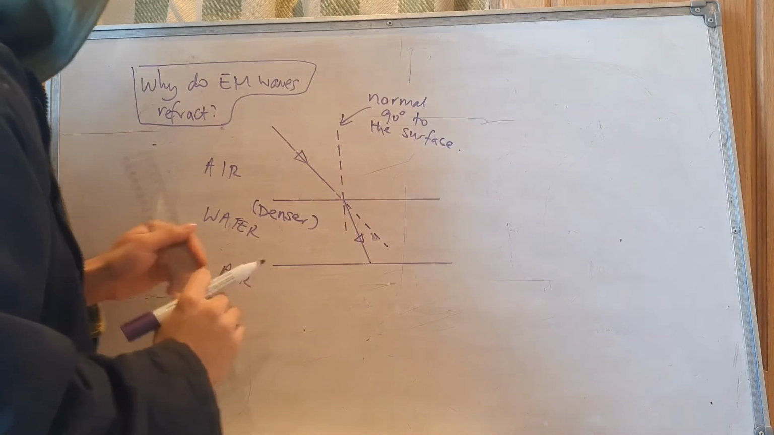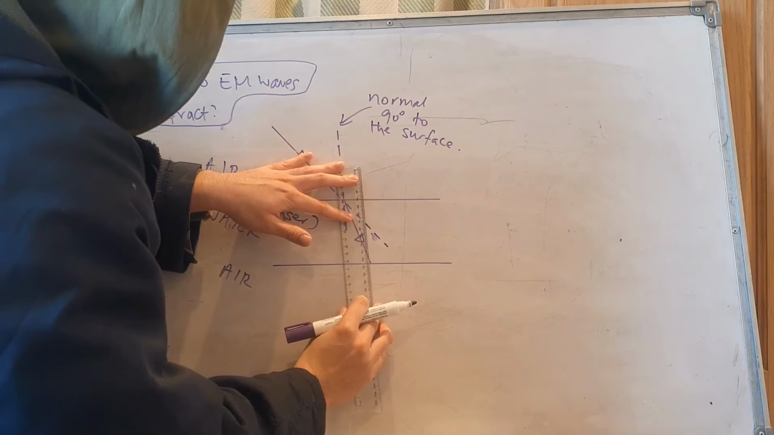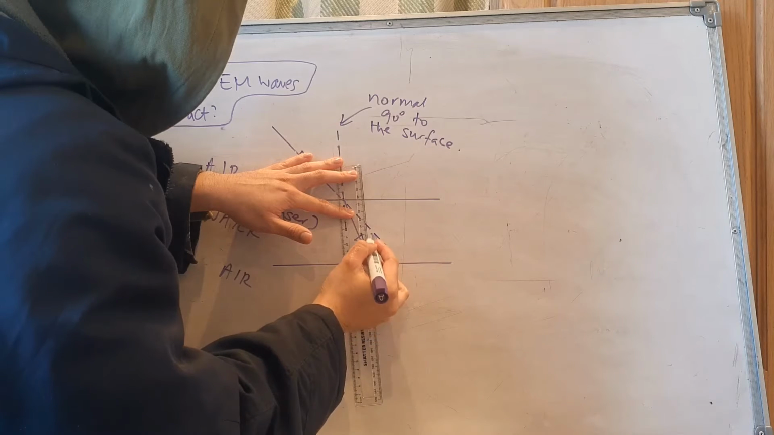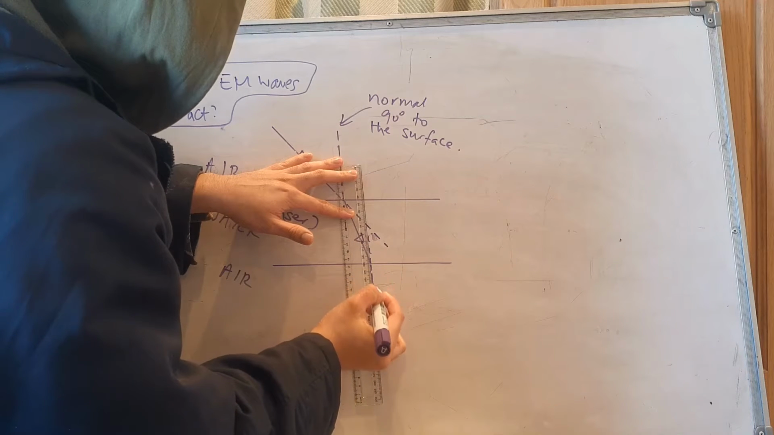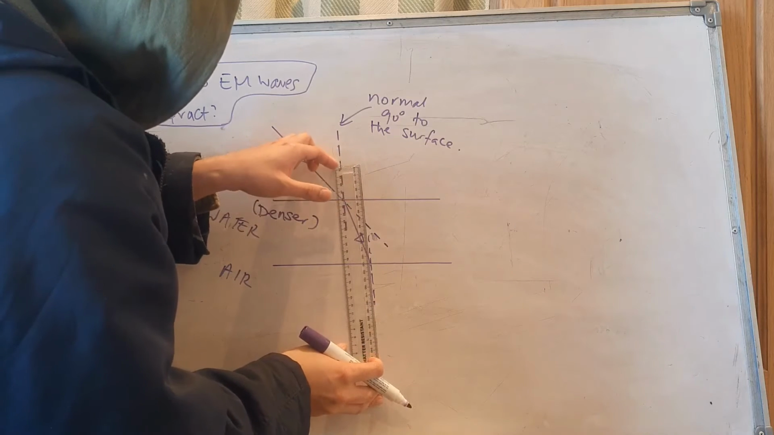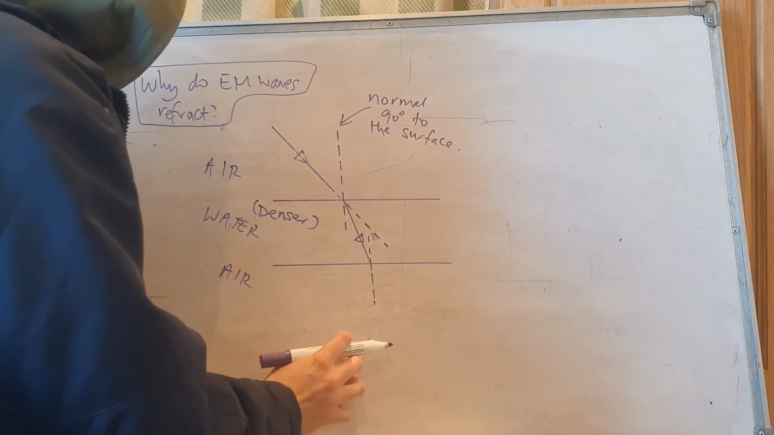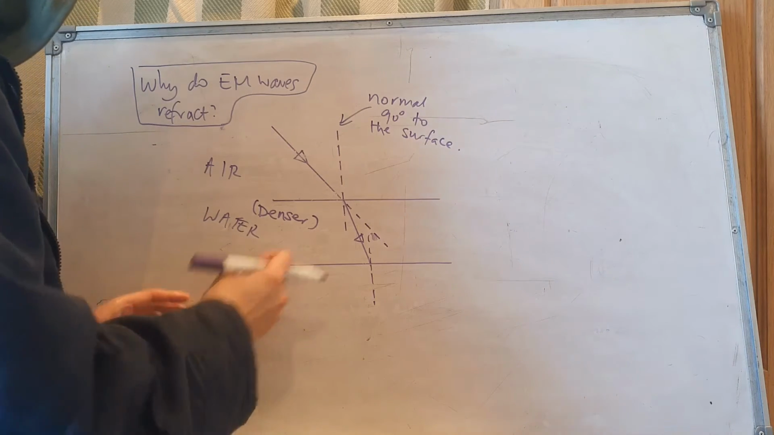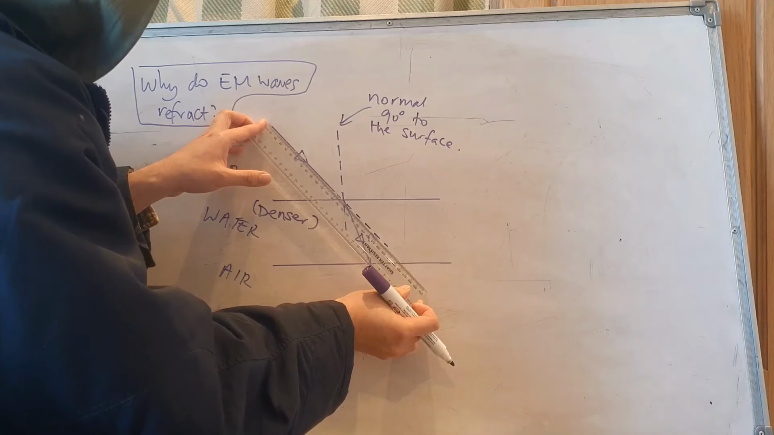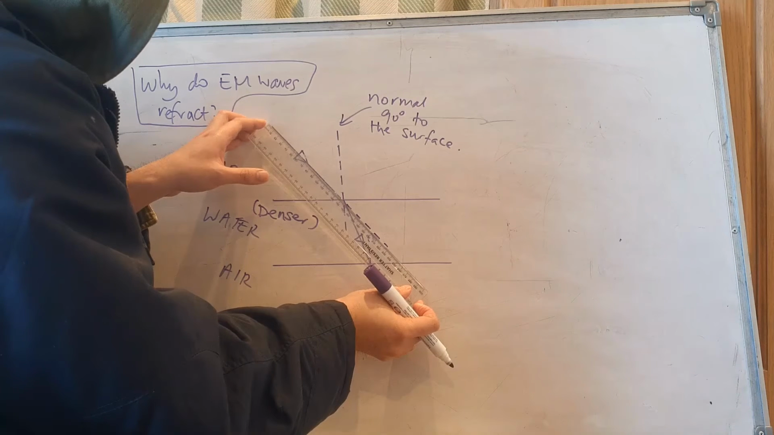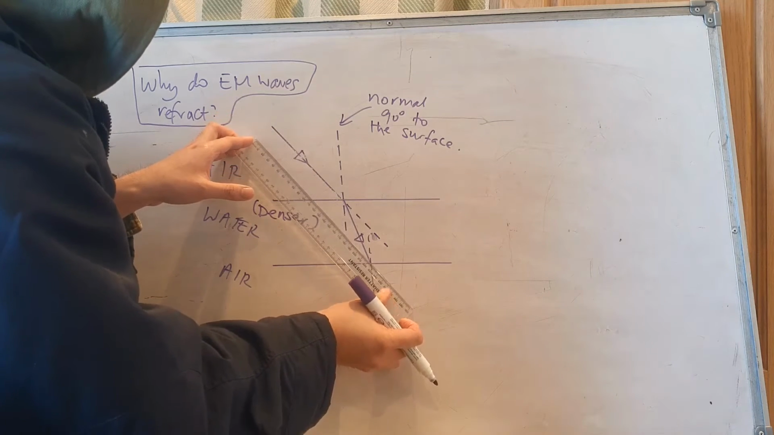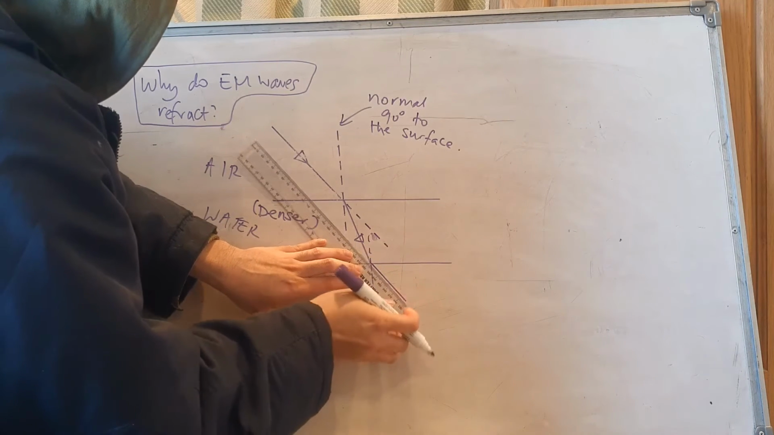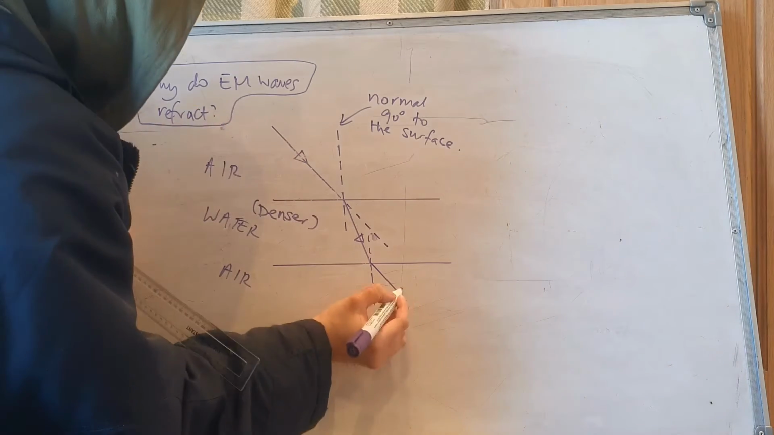Now let's just say that this is air. So again, you draw the normal to where it hits the surface. So this is the normal. Now when it comes out of the water and goes back into air, it will travel parallel to its original path. So it would come out like this.